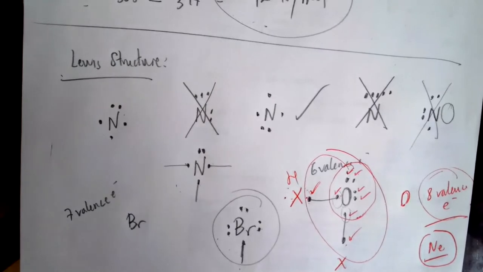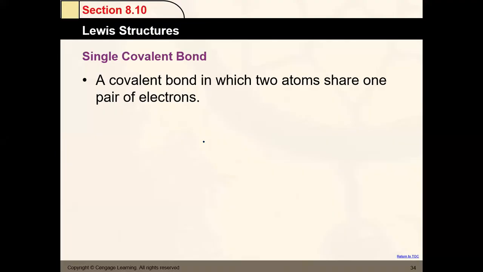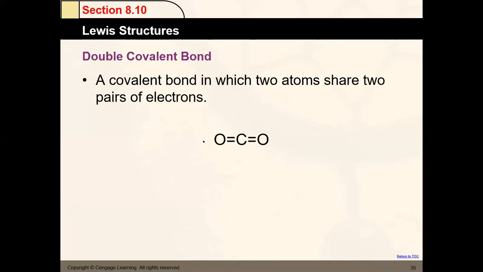So let's continue with the covalent bond. A single covalent bond is a bond in which 2 atoms share only 1 pair of electrons, but you can also have multiple bonds. Two shared pairs make a covalent bond which we call a double bond. For example, oxygen. Let me show how I can form a covalent bond.